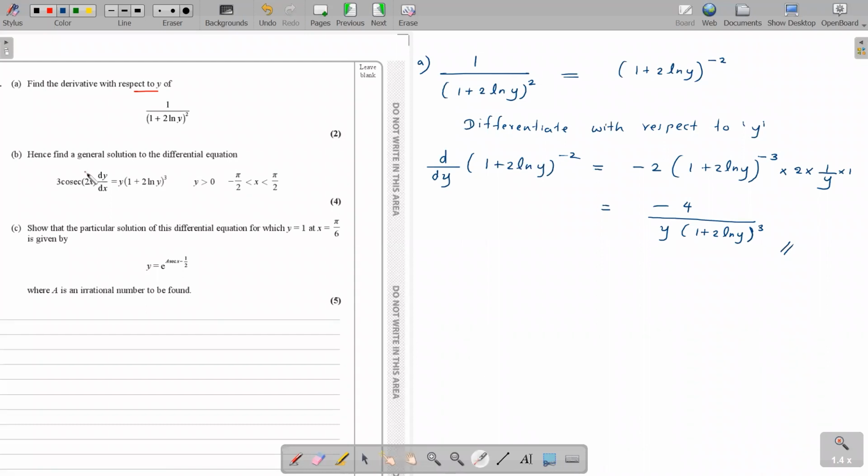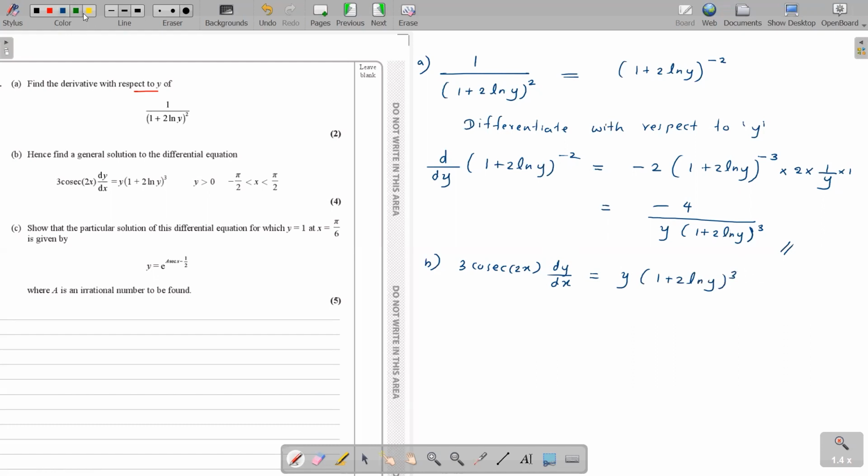Part B: hence find a general solution to the differential equation 3 cosec 2x dy by dx equals y times 1 plus 2 ln y to the power 3. How do we find a general solution to this equation? Basically, this is a first order differential equation. We need to separate the y and x, isn't it? So separate the variables: 3 cosec 2x dy by dx equals y times 1 plus 2 ln y to the power 3.